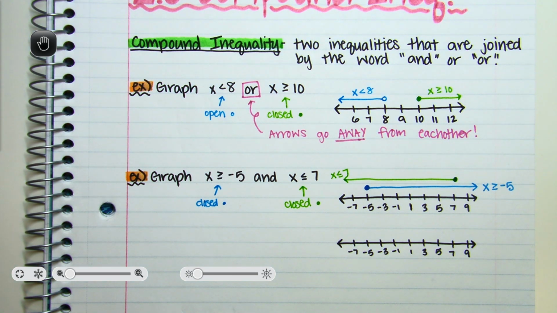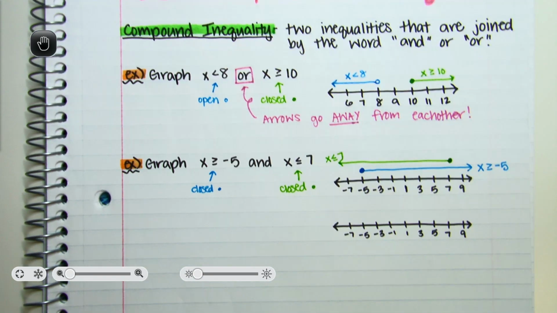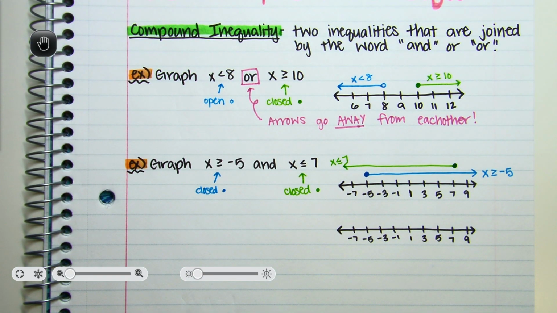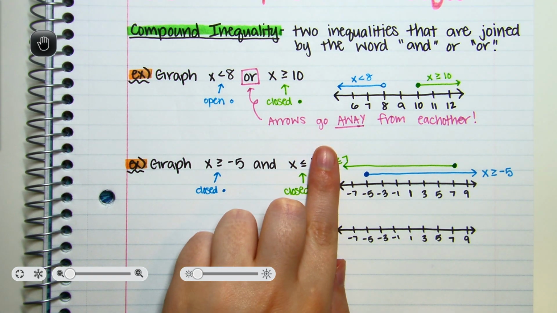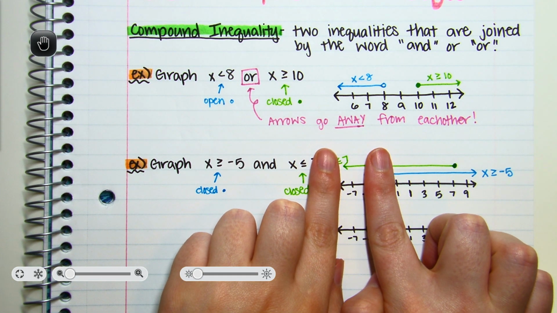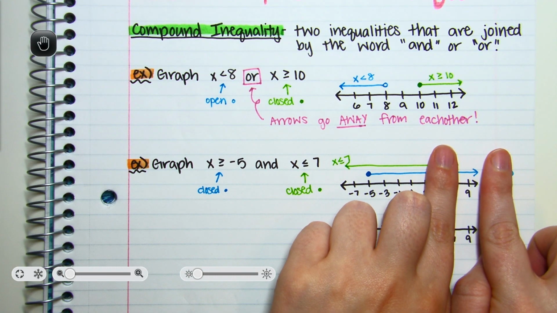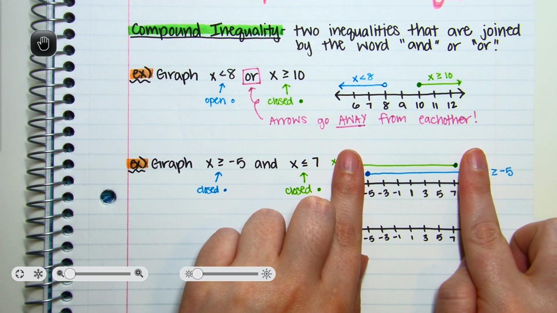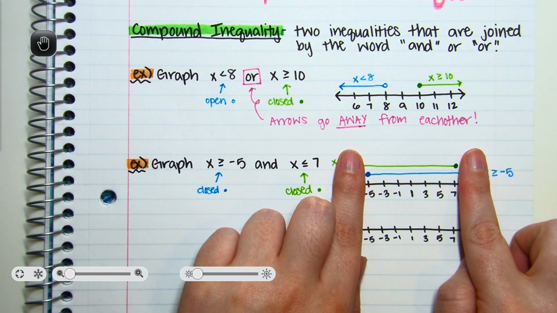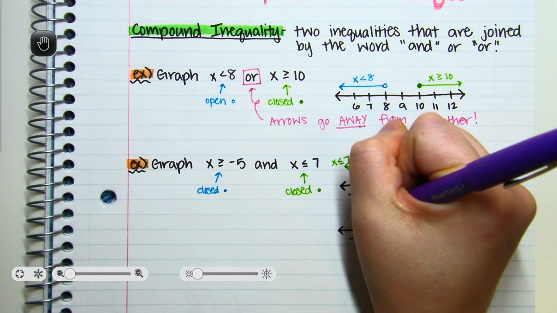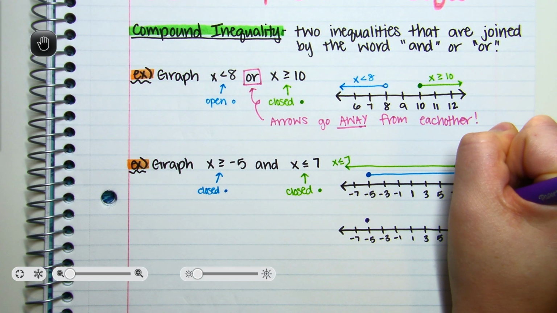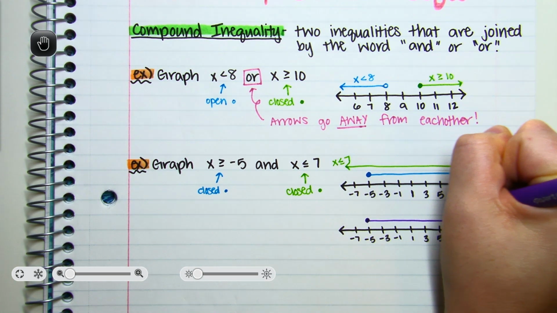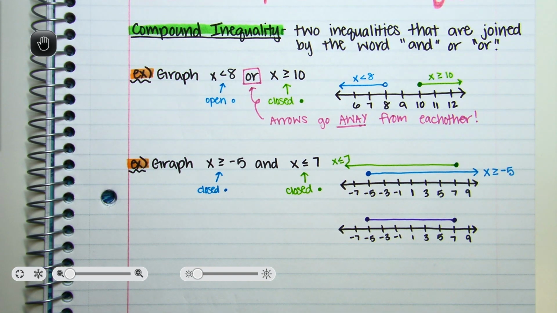Now, the cool thing about these and statements is our final answer is where they overlap. So if I look at this, right here, this section, that's only the green. And this section here is only the blue. I want to look at where the two sections overlap, which is here, everything between -5 and 7, and on both ends is a closed circle. So my final answer is going to be a closed circle at -5, a closed circle at 7, and it is everything in between.